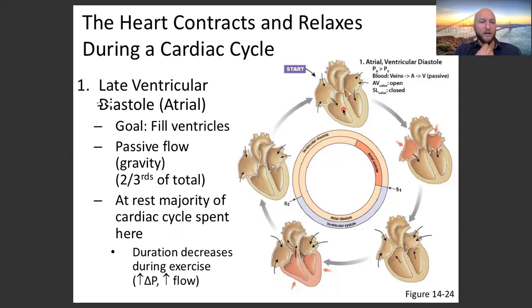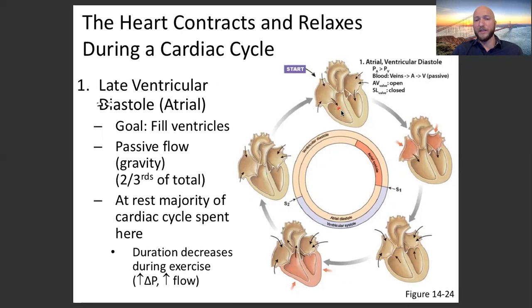A majority of the cardiac cycle is spent here. At rest, about 2/3 of the cardiac cycle is spent in this phase. It changes some during exercise. During exercise, it might be 50%, but during rest, about 2/3 of the cardiac cycle is spent in this relaxed phase. So we have 2 sets of valves. Well, there's 4 valves, but there's 2 in between atria and ventricles and 2 between the ventricles and the corresponding arteries.